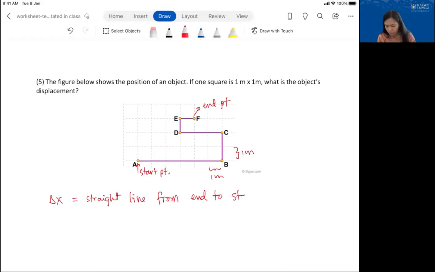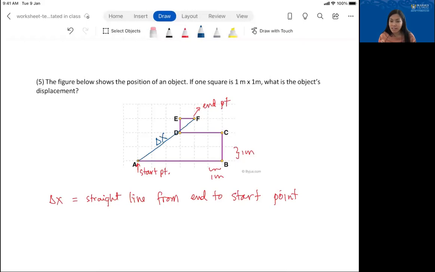And to start point. Okay, so that means you need to draw a line connecting the endpoints and the starting point. And this is what you need to figure out. What is that distance? I mean, what is that length? That length will give you the displacement.